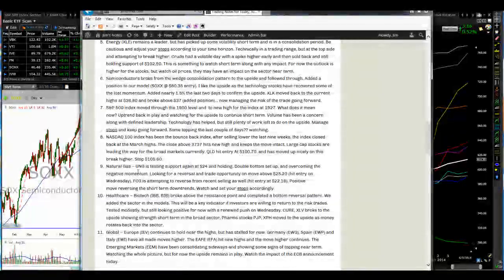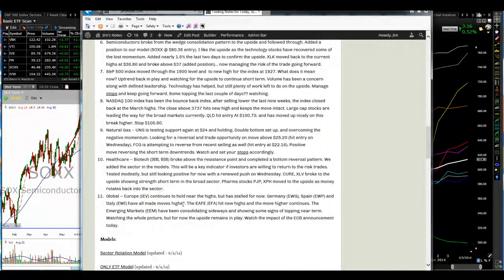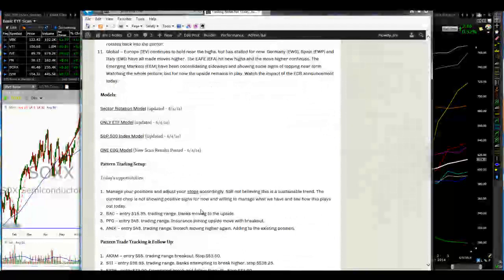So it goes through UNG. It gave you the actual hit point and entry point for natural gas. So all of these things, when I go through them in the morning, what I see that I think is of interest, without trying to overwhelm you, I'm going to post to the list.